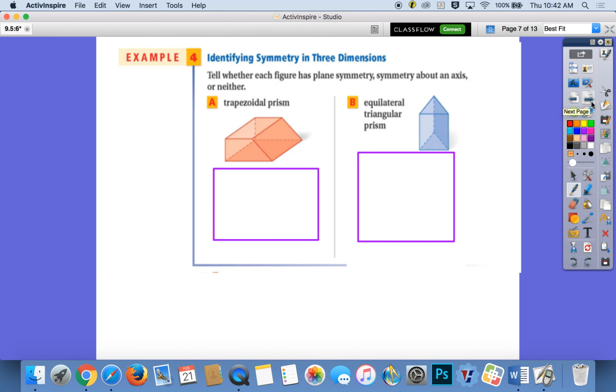So if you guys look at this example here, we want to say if it has plane symmetry, symmetry about an axis. Again, it's like rotational symmetry in 3 dimensions, or neither. Okay, so if we look at this trapezoidal prism, we're basically asking ourselves, is there a way that I could put a plane in that's going to pierce through this to make it 2 congruent halves? The answer is yes. And this is where your plane would go.